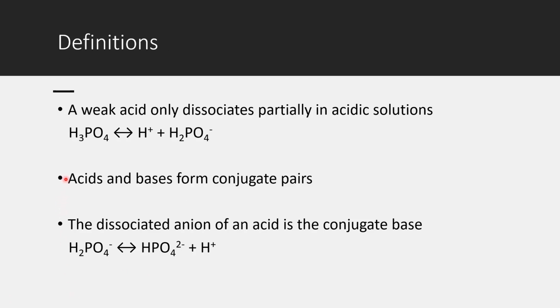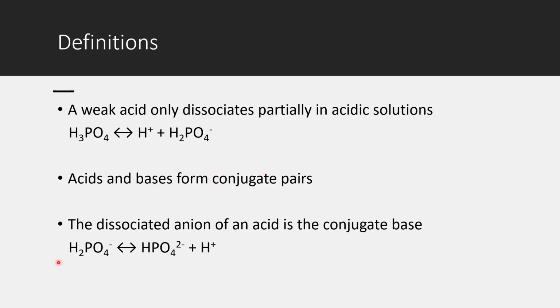A weak acid, on the other hand, is only able to dissociate partially in acidic solution. A typical example is H3PO4, which is able to dissociate into a hydrogen ion and H2PO4. You will notice that the dissociation in this particular reaction is not complete. It's a partial dissociation. That is what makes it a weak acid. Generally, when a weak acid dissociates, it usually dissociates into a hydrogen ion and a conjugate base. So the combination of a weak acid and its conjugate base forms what we call a conjugate pair.